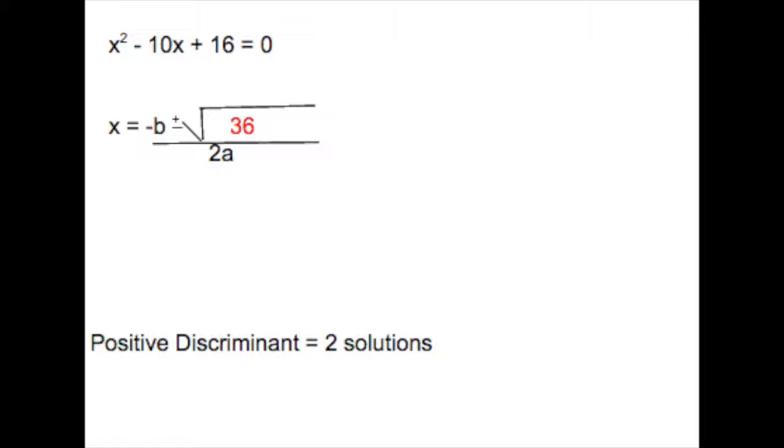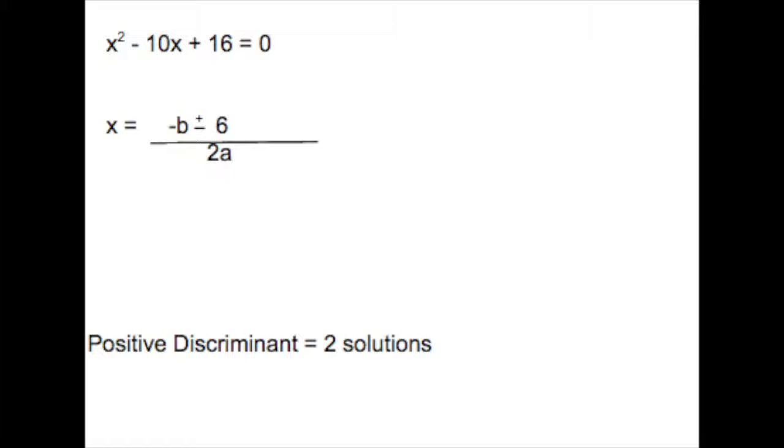The discriminant will give us some information. It will tell us how many solutions the quadratic equation will have. If the discriminant is positive, as in this example, there will be 2 solutions. This is because when we take the square root of 36, we get 6. And we will have to do negative b plus 6 divided by 2a and negative b minus 6 divided by 2a. So that is how we will get 2 solutions.